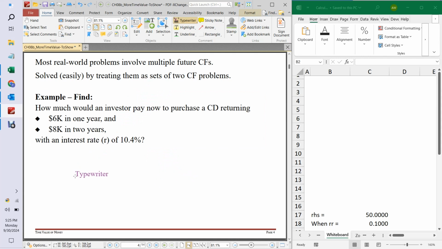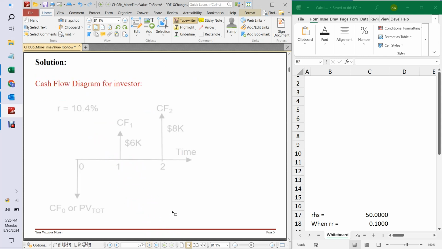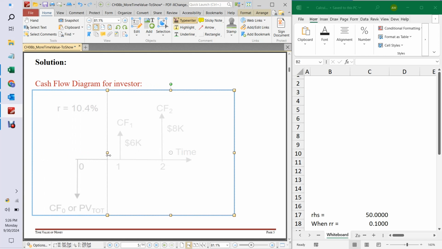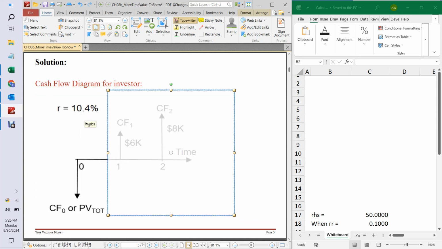So let's find how much an investor would pay to purchase a CD that returns to them $6,000 in 1 year and $8,000 in 2 years, and the interest rate on this CD is 10.4%. So let's start out with a cash flow diagram for this investor. I'm reminding us up in the top here that our interest rate is 10.4% for this problem. And for this investor, the initial cash flow is going to be negative. So we have a cash flow going down here, and we're going to call this CF0 or PV tot.